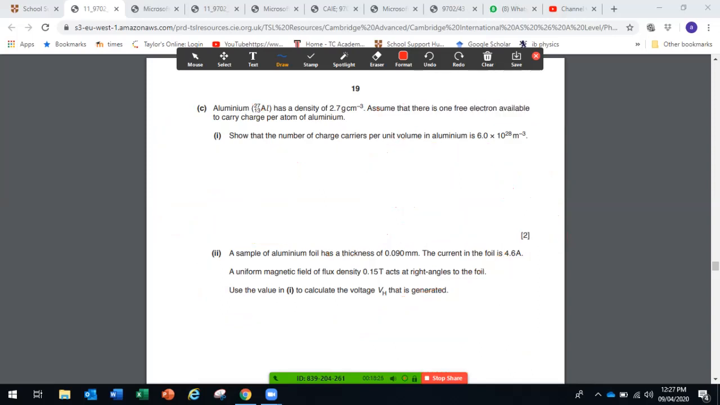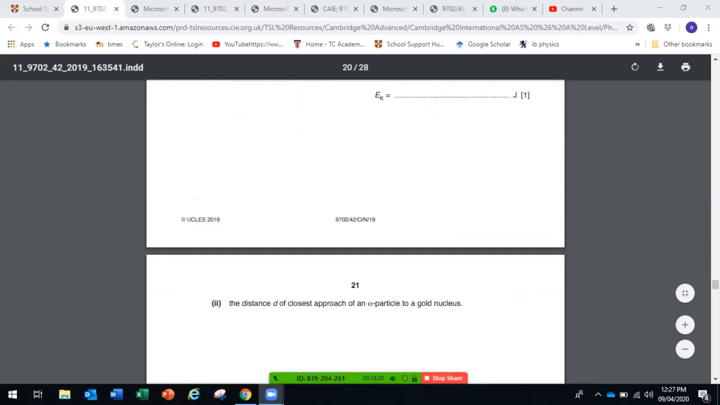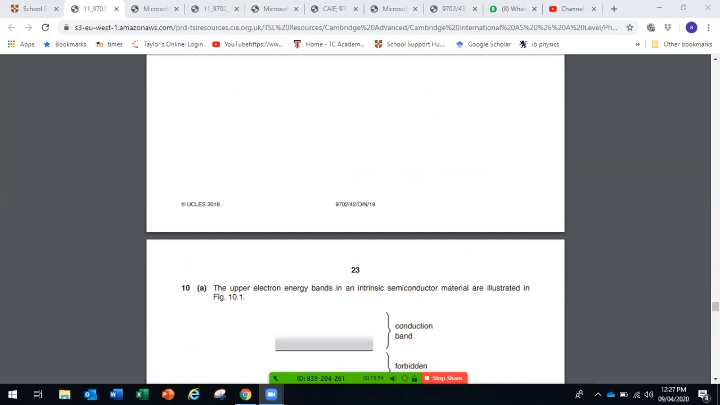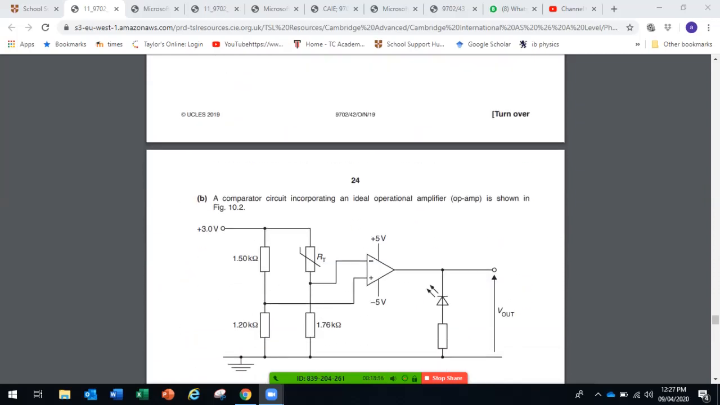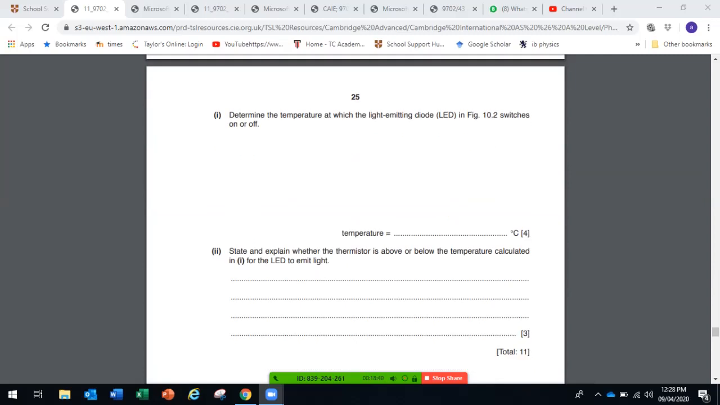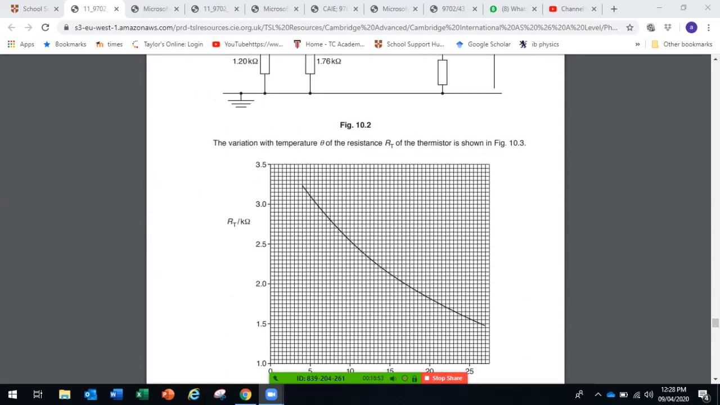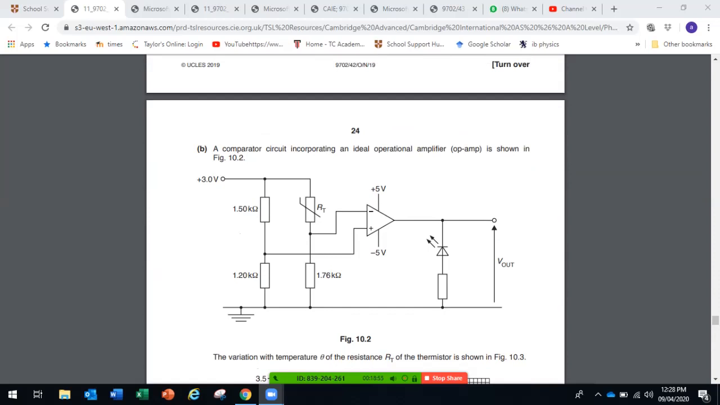Besides that, 10 part B1, sir. 10 part B1. Open B1. This one? B1. Determine the temperature at which the light emitting diode switches on or off. Light emitting diode. Oh, this one.